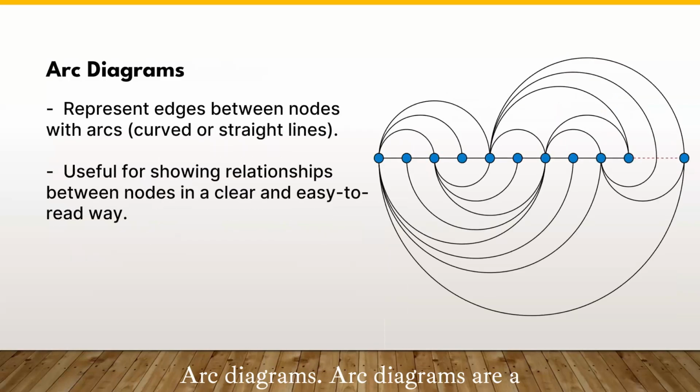Arc diagrams. Arc diagrams are a type of network visualization that use arcs to represent the edges between nodes. Arc diagrams are useful for showing the relationships between nodes in a clear and easy to read way, but can be limited in their ability to convey information about the relative position and clustering of nodes.